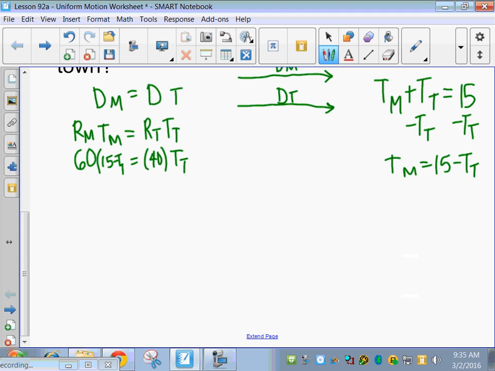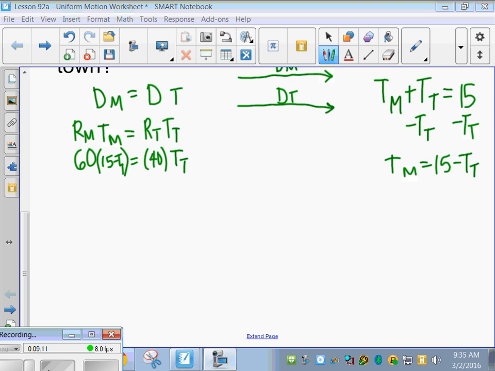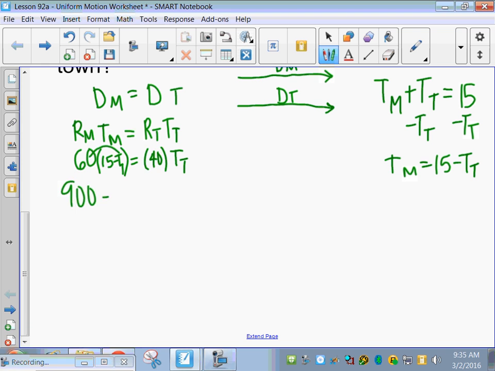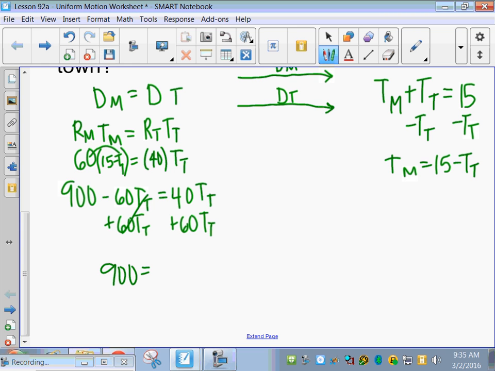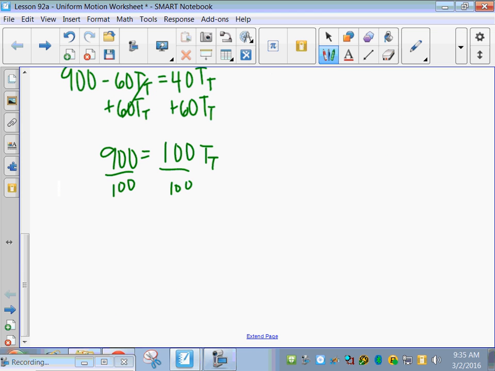All right. So now we need to distribute this. And we get 900 minus 60 tT equals 40 tT. We're going to add 60 tT to both sides so we have all of our like terms. So 900 equals 100 tT. And divide both sides by 100. And so our time on Tuesday was 9 hours.